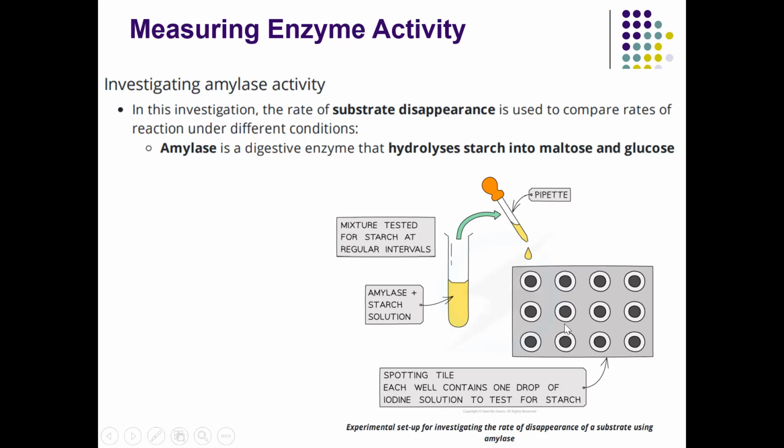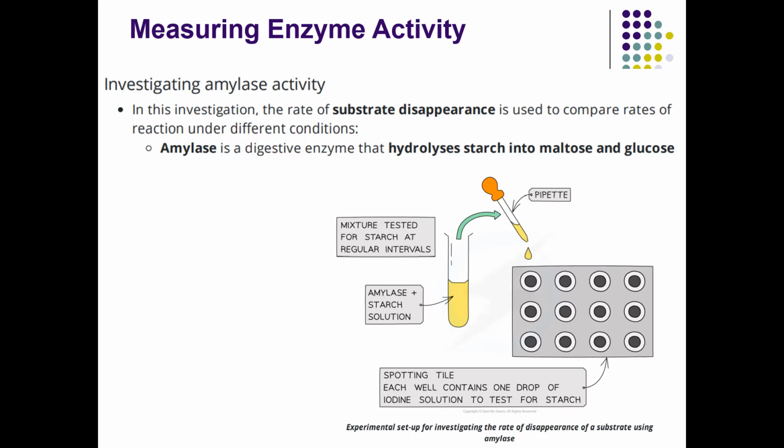So for example, in well 2 there is still a blue-black color, meaning that in well 2, which is at 1 minute, the starch is not yet completely hydrolyzed into maltose or glucose. And then in well number 3, the blue-black color starts to become less dark, meaning that more starch has already been hydrolyzed into maltose or glucose.